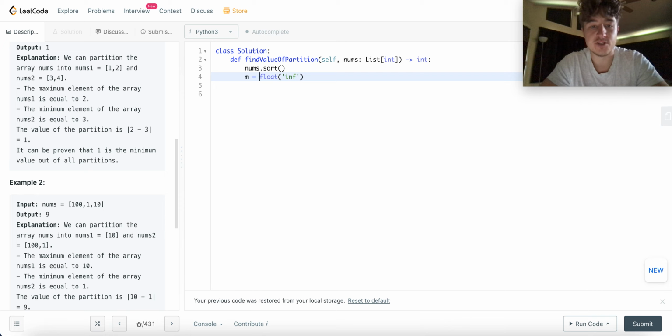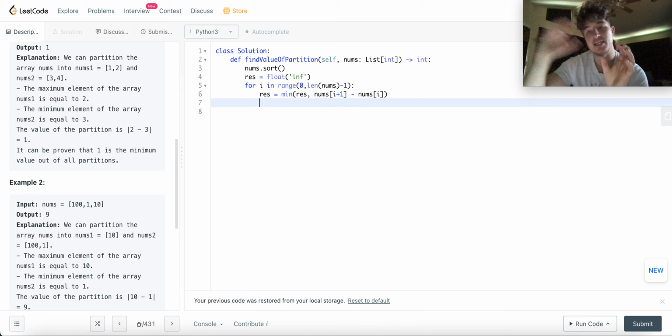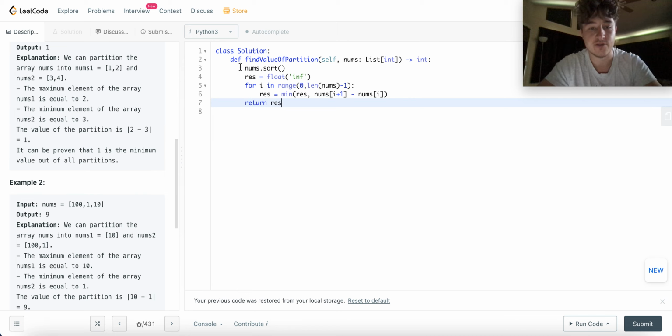We'll call that res for the solution. And then we'll go for i in range 0 all the way to the length of nums minus 1, so we can look at each pair. And then we'll say res equals the minimum of whatever we thought the minimum was before, and nums of i plus 1 minus nums of i. Right, because that's the difference between you and the adjacent element. And we don't have to do absolute value since it's sorted, so it's the next element. And then at the end, you just return res.